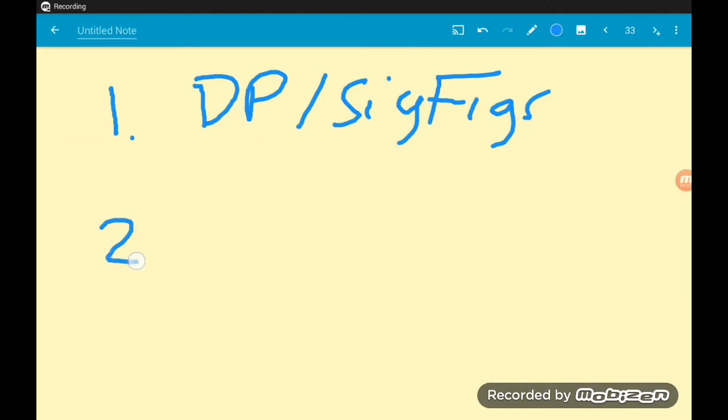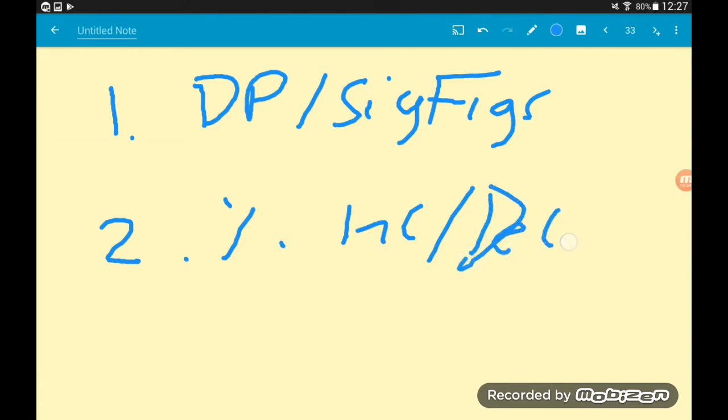Okay, number 2, percentage increase and decrease. So either when we want to increase or decrease a number by a certain percentage, or reverse percentage problems, or compound interest, or simple interest, things like that. If you want to revise this, I have a playlist called percentage increase and decrease.